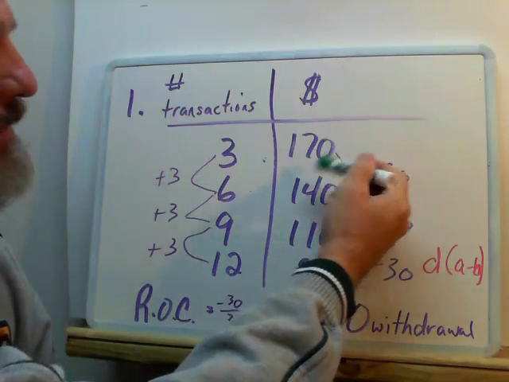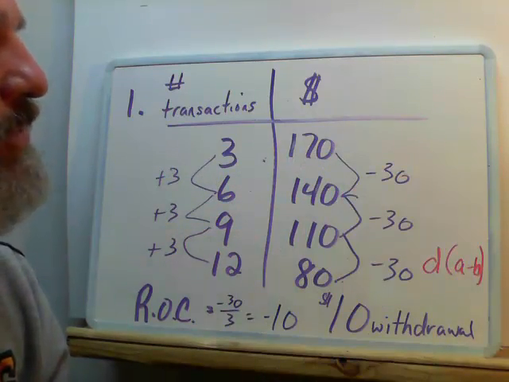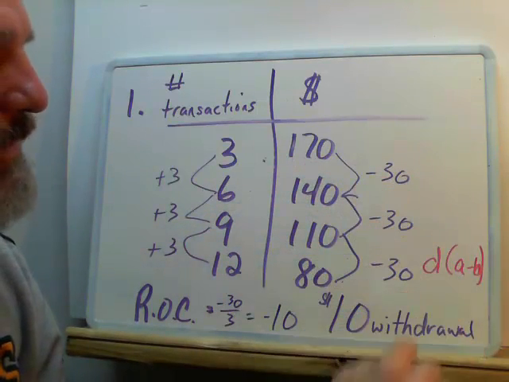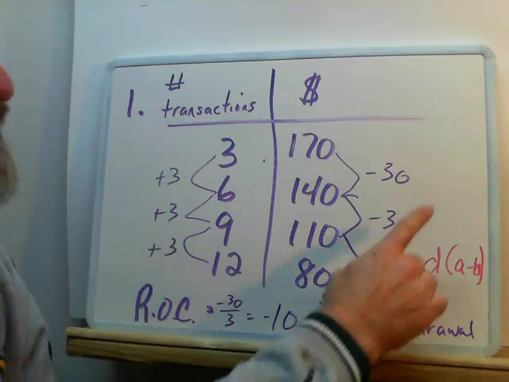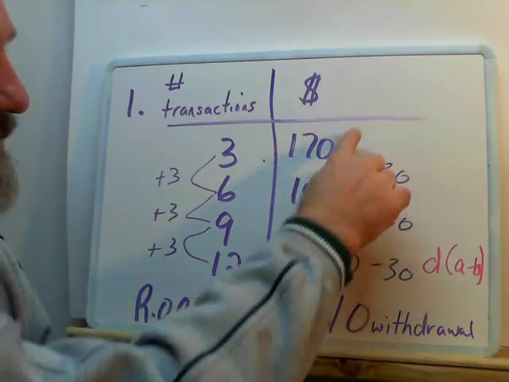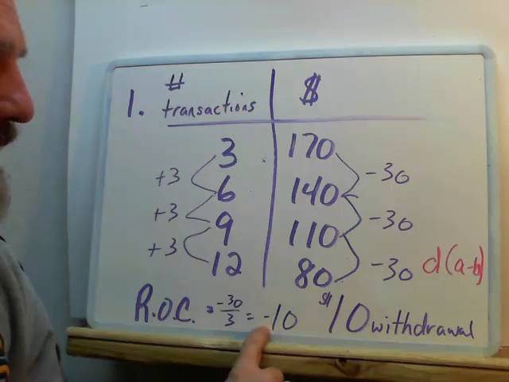And then over here for dollars it is decreasing by 30 from cell to cell, and it's constant throughout. So we can look at our rate of change, and remember it's always this column, negative 30. This would be the y column. Y over x is negative 30 over 3, and that would be negative 10 over 1.